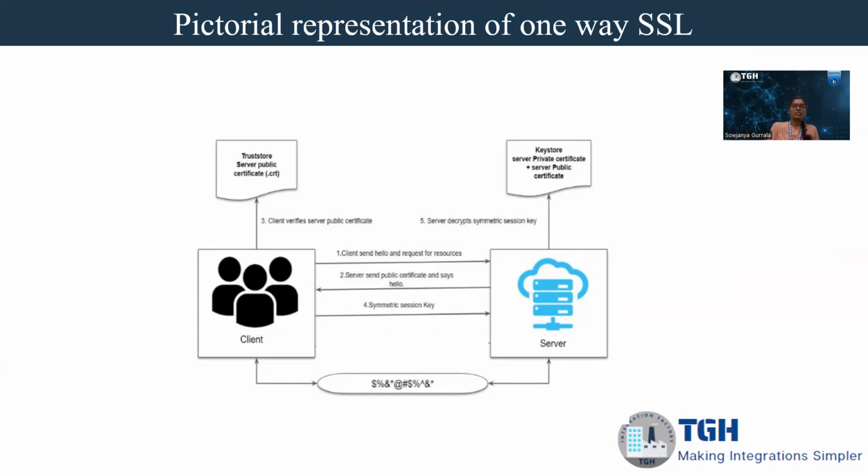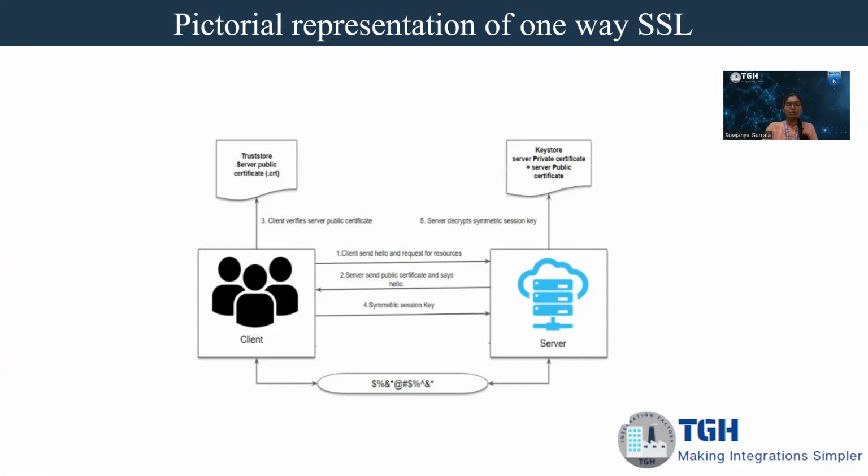In the handshake process, the client sends a hello message to the server. Then the server responds with a hello message, and along with that, it shares its public certificate with the client. Now the client verifies the public certificate of the server by looking into its trust store. If the certificate is not valid, the communication is stopped immediately. But if the certificate is valid, then the client generates a symmetric session key and encrypts it with the help of the key of the server, and sends it to the server.